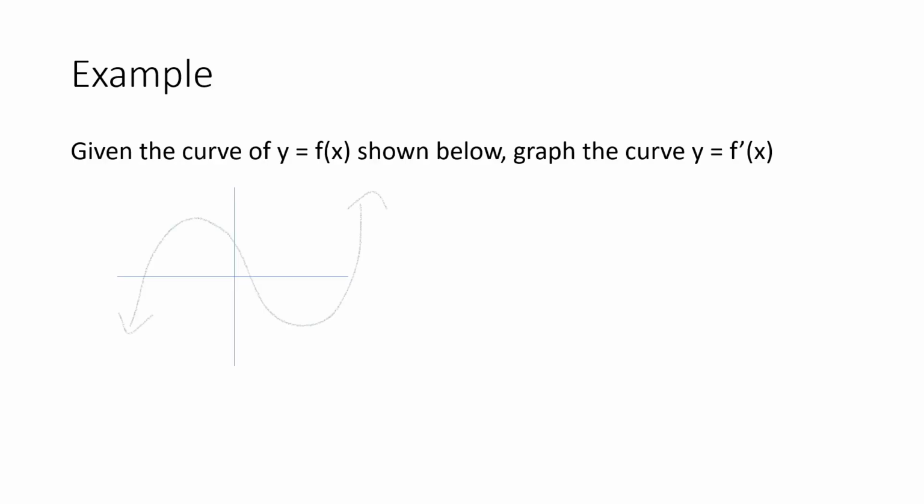Now for this last question, what we're going to do is graph the curve y equals f prime of x given this original function. So what we want to do is say to ourselves, are there any points on this curve where it's pretty easy for us to determine what the derivative actually equals? And I would say yes. That point right there and that point right there, they pretty clearly to me have derivatives equal to 0.